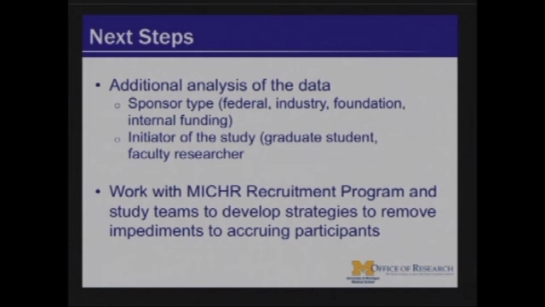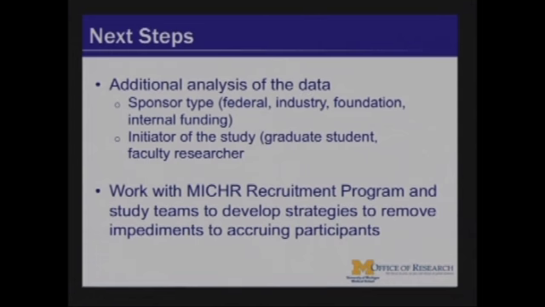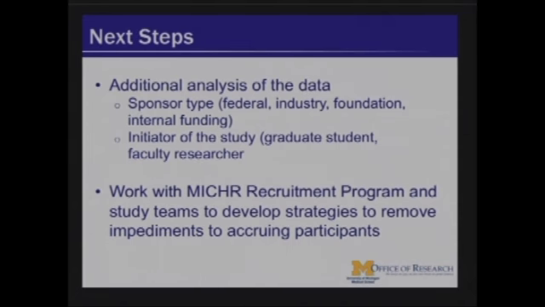So as I said, it's preliminary. We have a lot of next steps. One is just around additional analysis of the data. We want to look at, are there any trends with regard to sponsor type? So if there's no funding for the study, does that one tend to have lower accrual or non-accruing? Also, who initiated the study? Was it a graduate student who started it and then upped and left and went on to something else? It was an investigator or postdoc. So maybe that can tell us something. So we don't know until we actually start looking at the data.